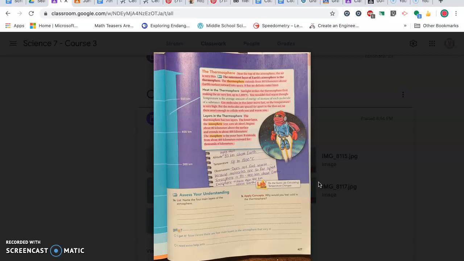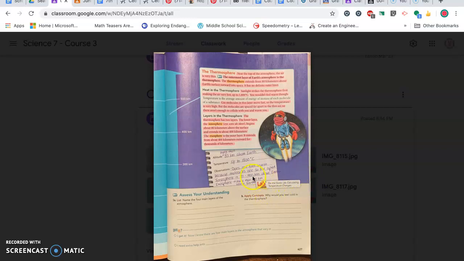But the particles are spaced so far apart that the chances of one running into you and hitting you so that you would feel that heat is very, very small. And so even though it is very hot up there, if you were up there, you wouldn't actually feel that heat. You wouldn't feel what 1800 degrees Celsius feels like on Earth.